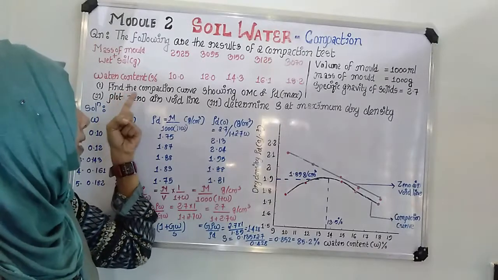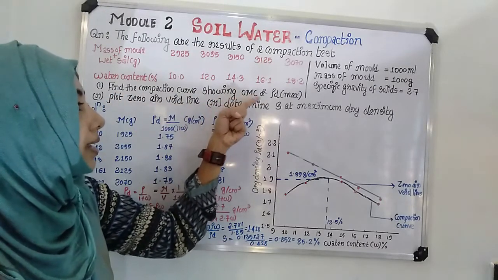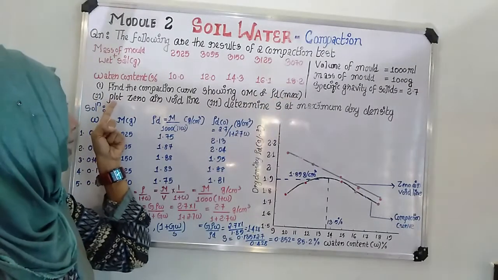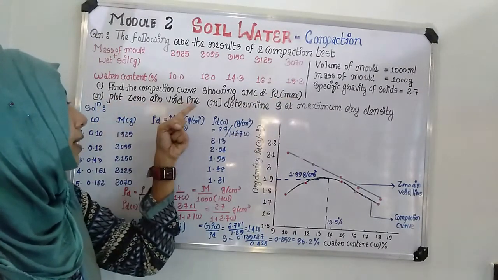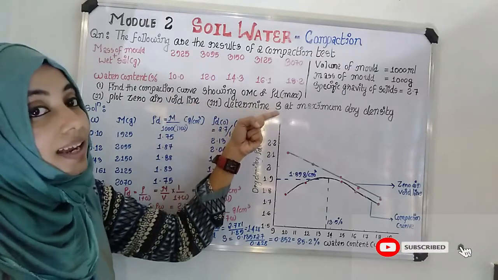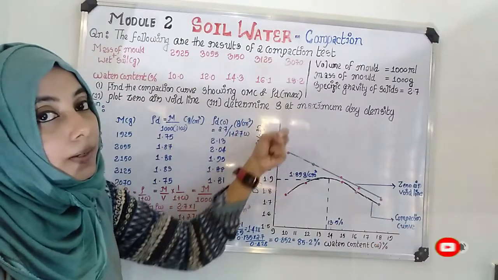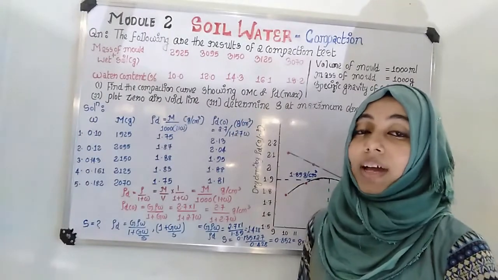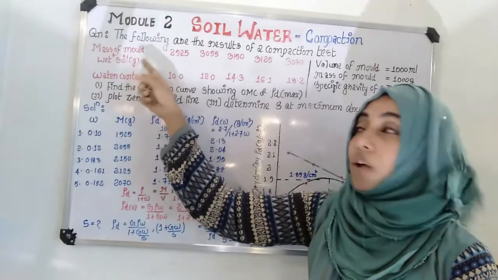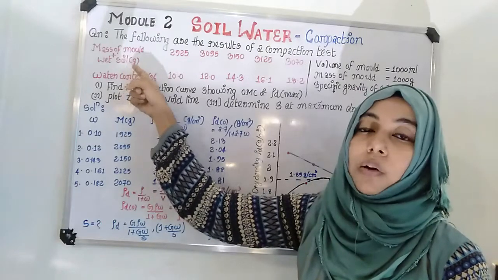Then we have to find the compaction curve showing optimum moisture content and maximum dry density, and then plot the 0 air void line. And the third question is to determine S, degree of saturation at maximum dry density. So here we have given the mass of mold plus wet soil. From this we have to find the weight of wet soil only.